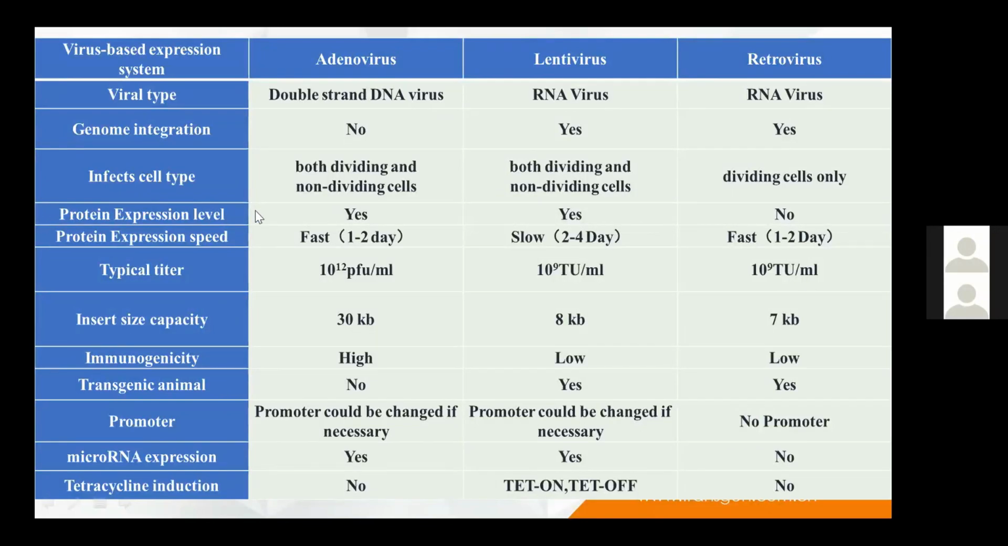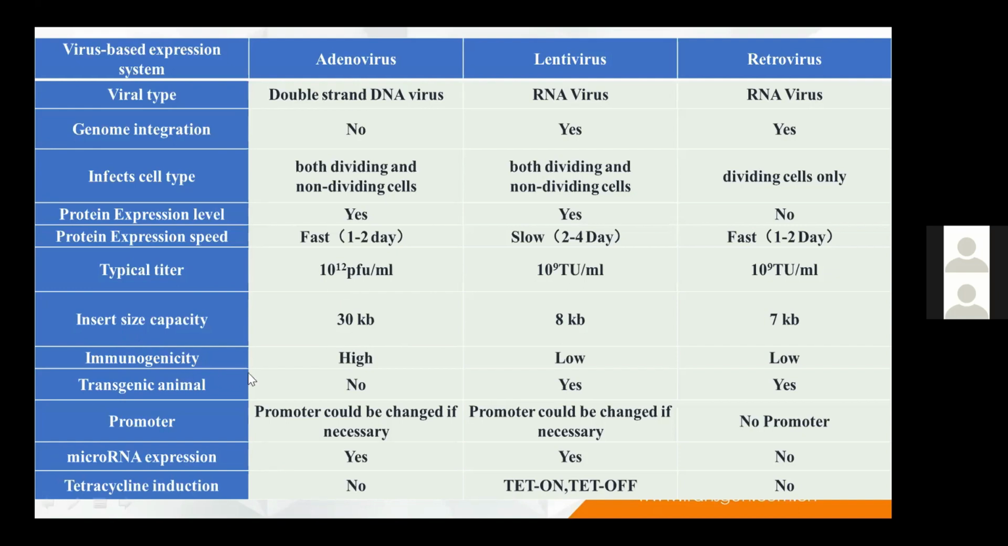And it also shows very good results in protein expression level, and the protein expression speed is very fast in adenovirus and slower in lentivirus. But in this case, the typical titer is much higher in the lentivirus systems, and the insert size capacity is different. The lentivirus and the retrovirus carry just 8 kb, but the adenovirus shows 30 kb for the target genes.